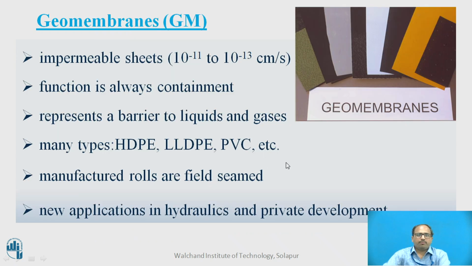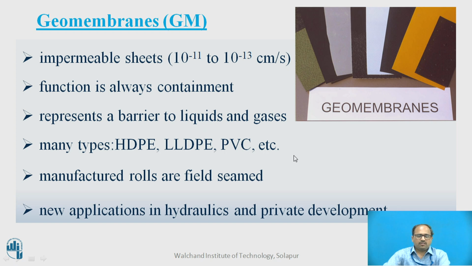Next one, geomembrane. This geomembrane is an impermeable sheet, like 10 raised to minus 11 to 10 raised to minus 13 centimeter per second. The main function of geomembrane is containment. Basically you use this geomembrane in municipal solid waste, where it represents a barrier to liquids and gases. This geomembrane is made up of HDPE, high density polyethylene, and low density polyethylene or PVC, etc.